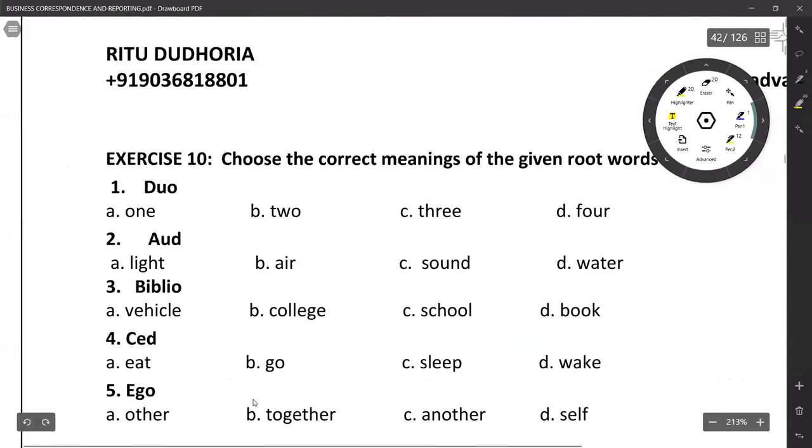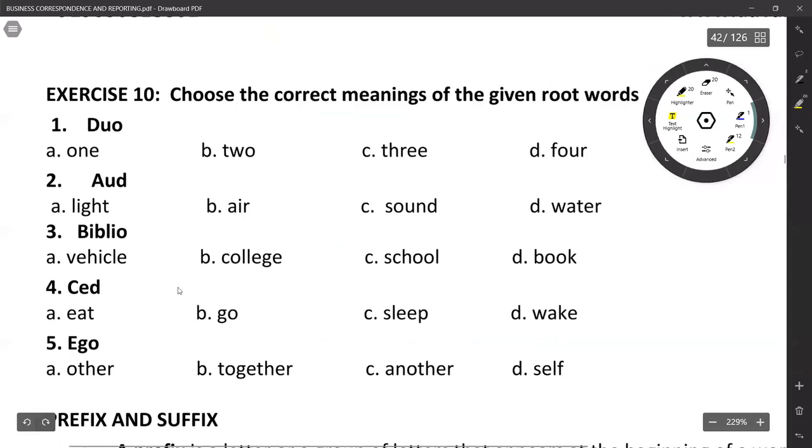Come on. Choose the correct meanings of the given root word. Come on, everyone. Duo. Duolingo. Some of you said that you learned from Duolingo. What is duo? 1, 2, 3, 4. What is duo? 2. What is the root word for 1, everyone? What is the root word for 1?